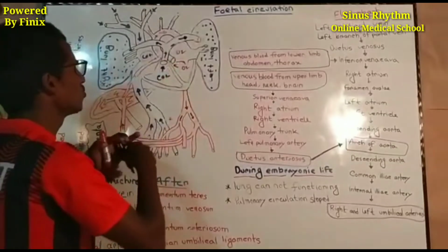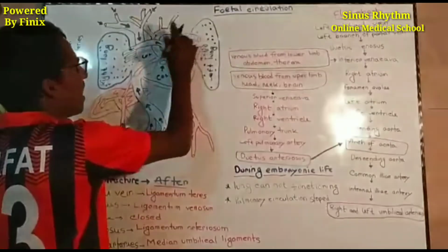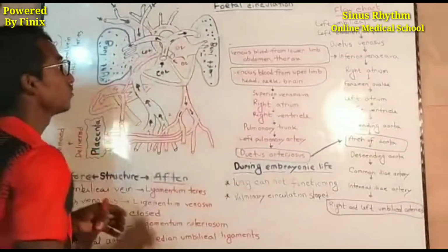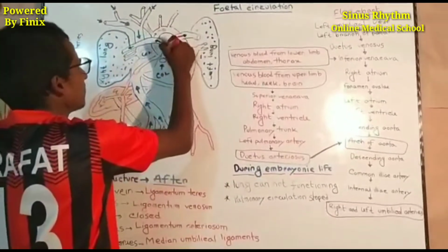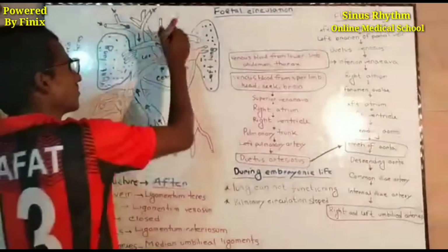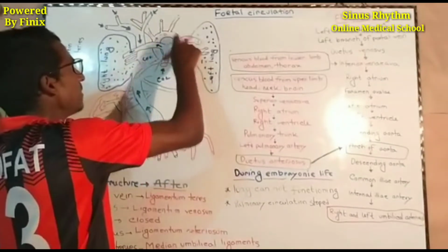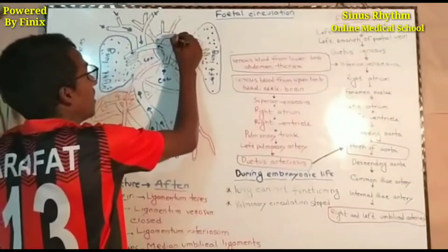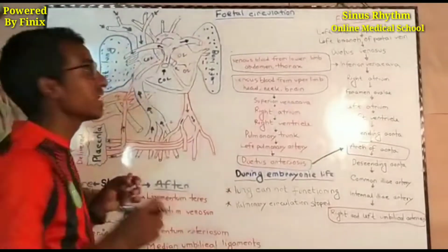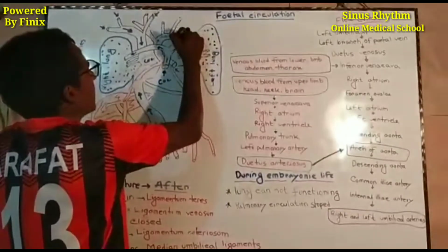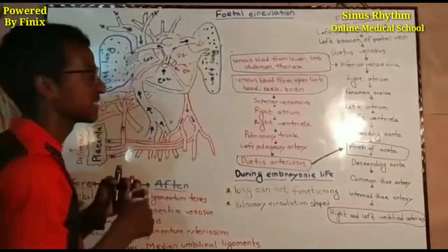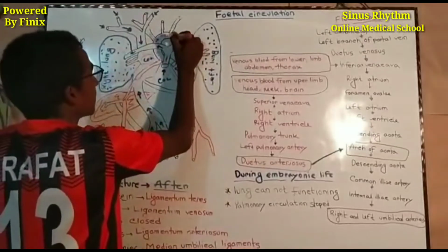Then the venous blood goes to the pulmonary artery. There are two branches of the pulmonary artery, left and right. Now the venous blood goes to the left branch, and it is the main cause that between the junction of the left pulmonary artery and the aorta there is a ductus arteriosus. That means we have the ductus arteriosus.